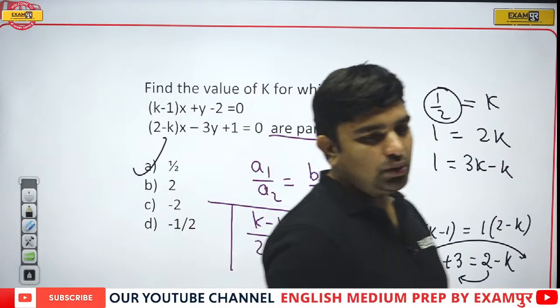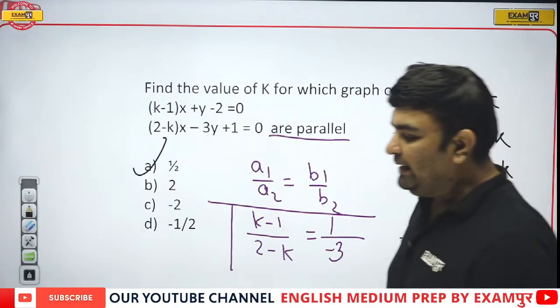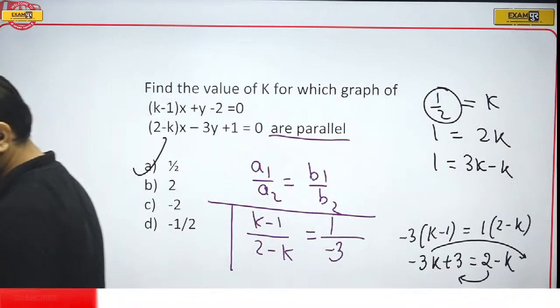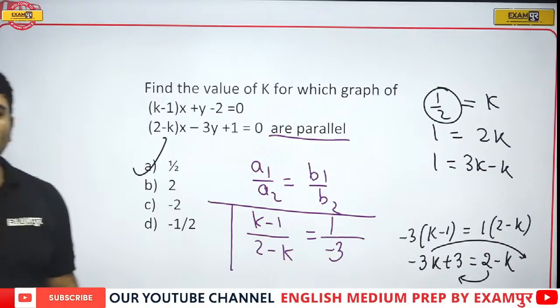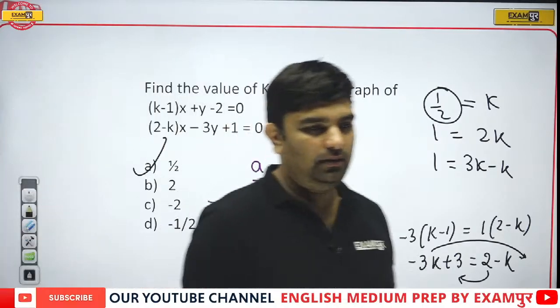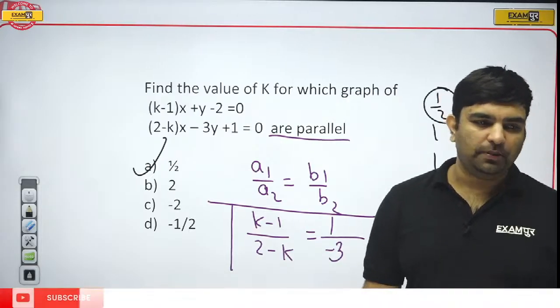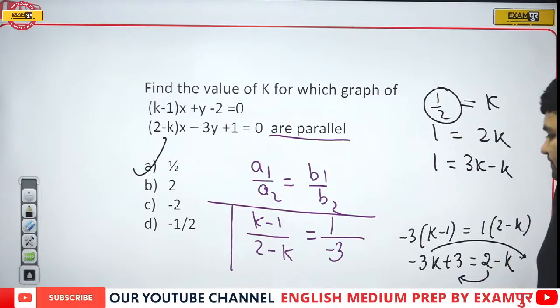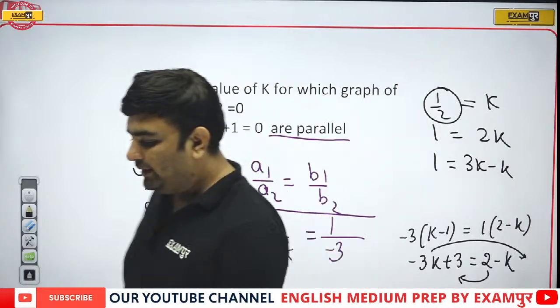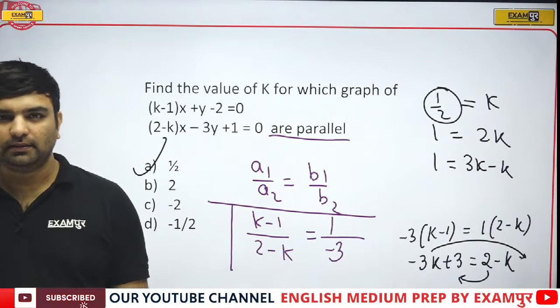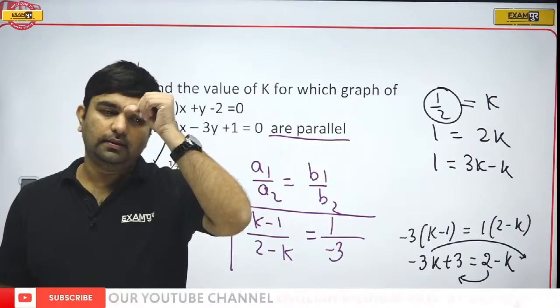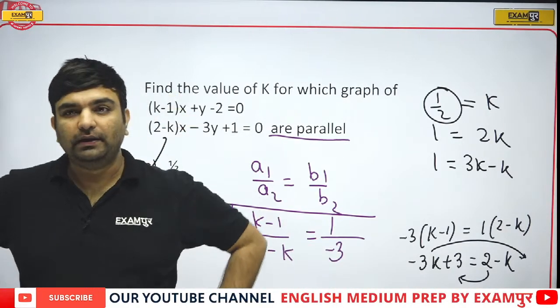So k is 1 by 2. Please take the coefficients with the sign. If you don't take the values with the sign, you would be in trouble, which I don't want for you. Is it perfectly clear?